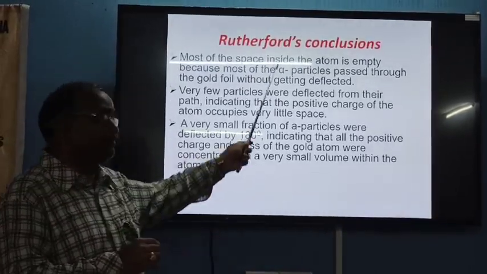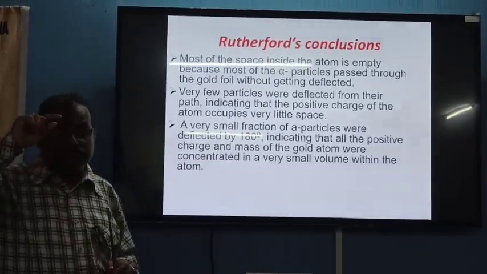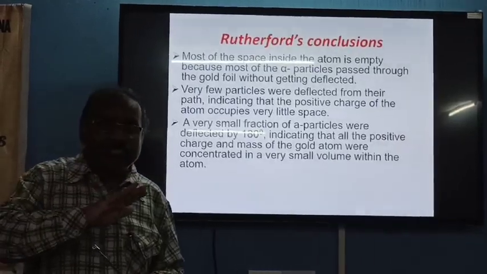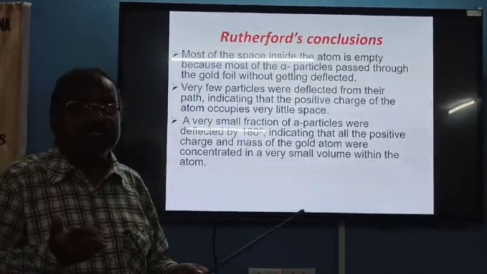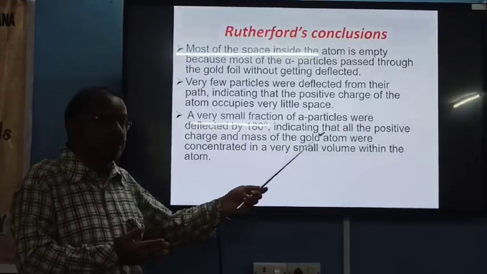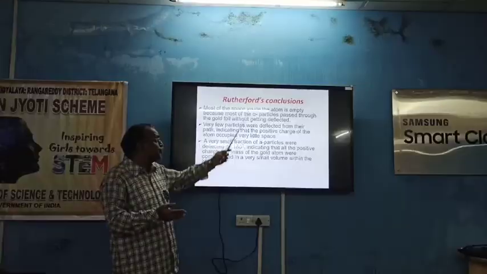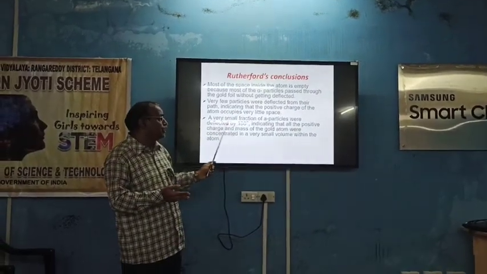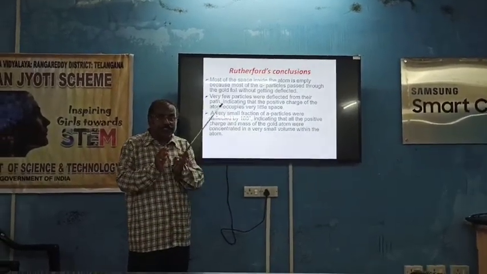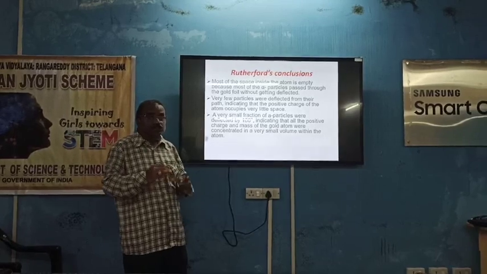That was the conclusion. Thomson said the positive charge is all over the atom. But here the positive charge is only at the center. So what Thomson said is wrong. Based on the Rutherford model, we can say that the positive charge and the mass are only in the center. So now, what is his model?